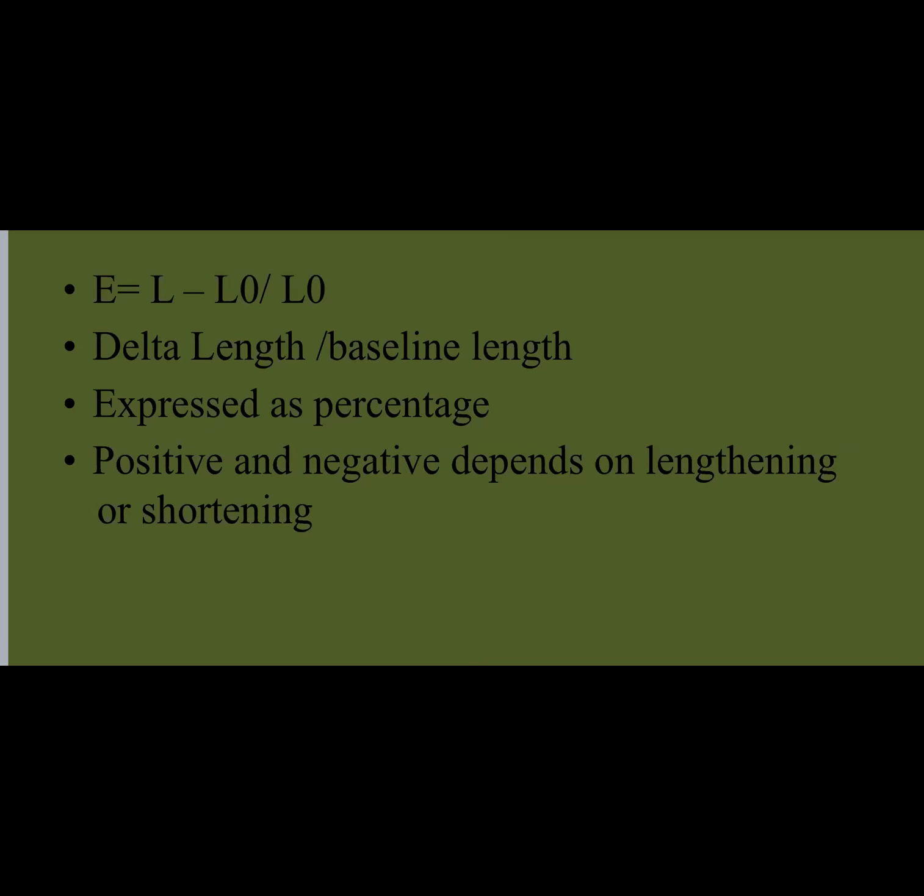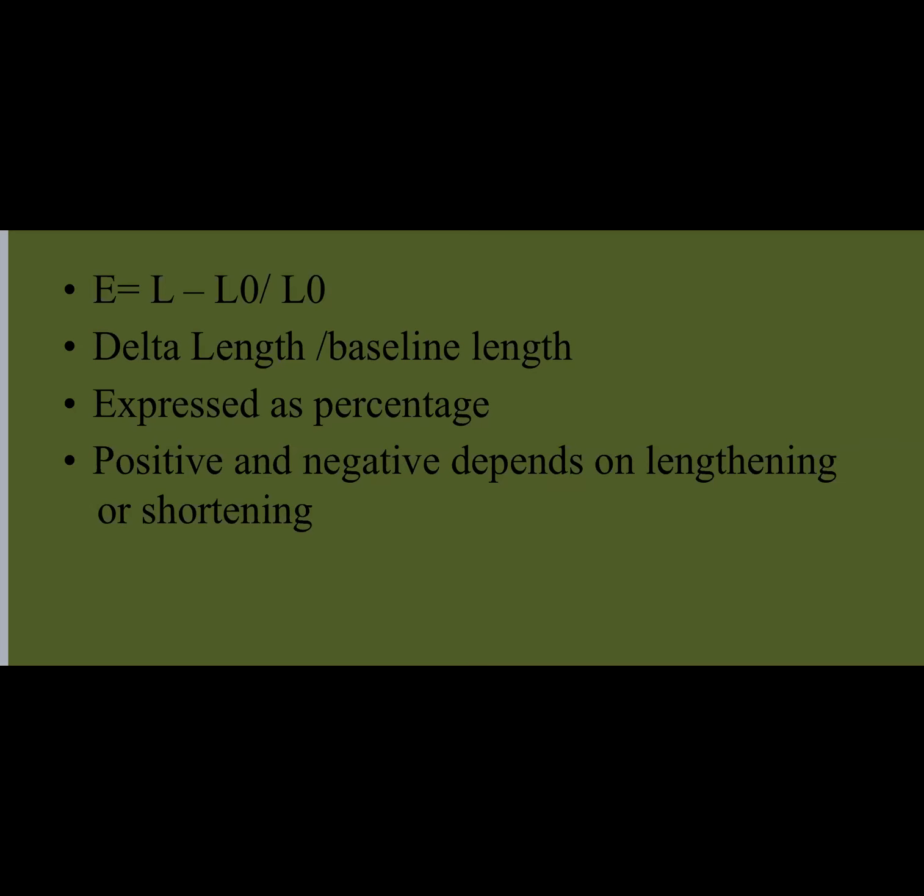We know that some segments contract and some segments get lengthened, shortening and lengthening. During systole, it is not all shortening. Some segments are lengthening, and I'm going to show you why. Depending on that, we have positive and negative values depending on lengthening or shortening.